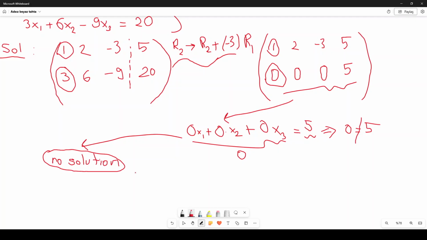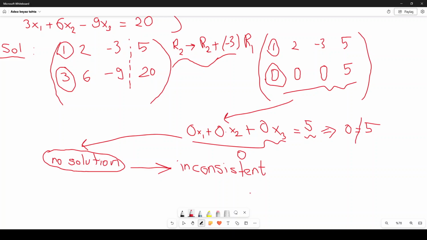And therefore our conclusion is that this is an inconsistent system. The system I tried to solve here is inconsistent, which means that there is no solution. So the solution set is the empty set.